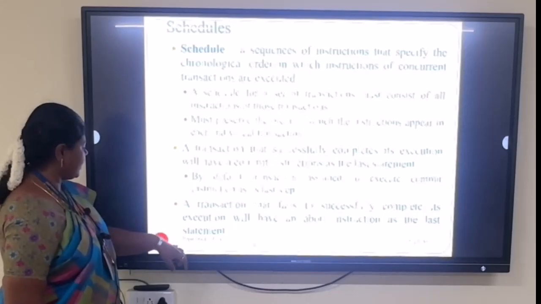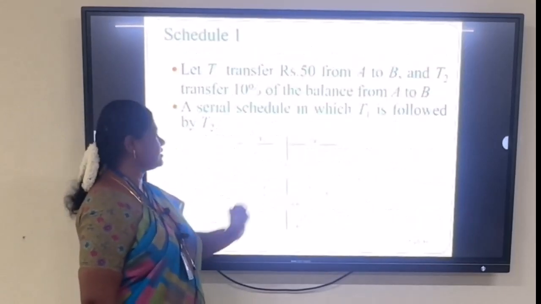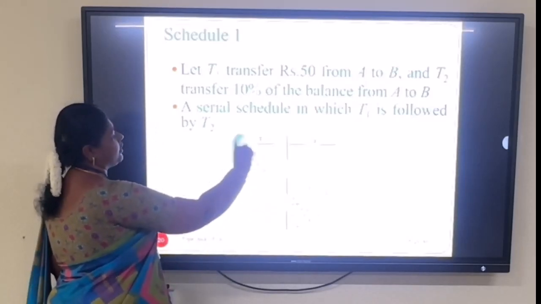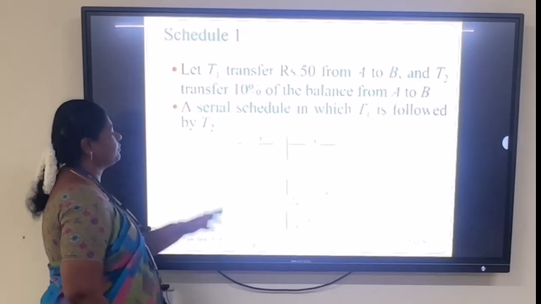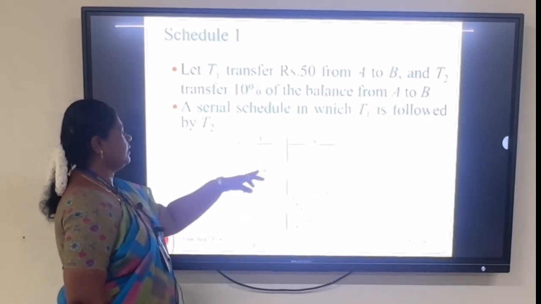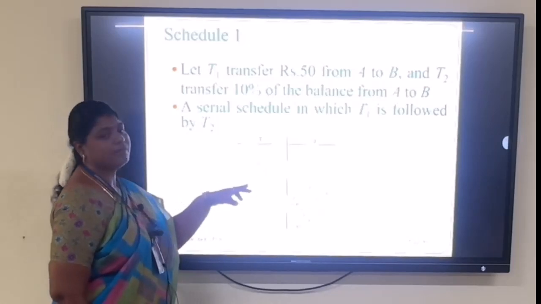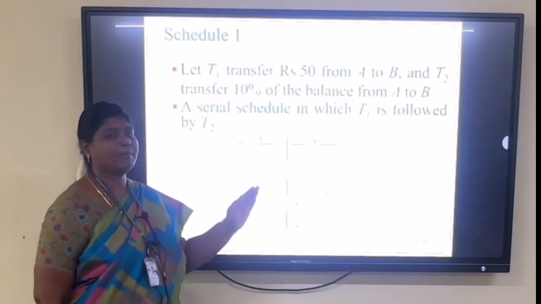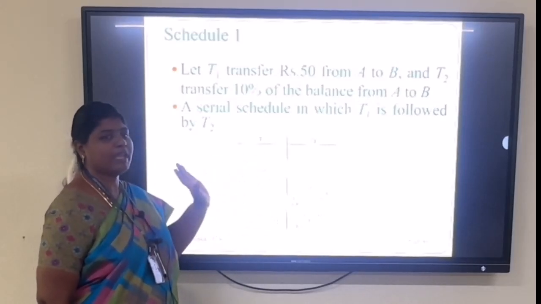So we can see an example. Here we can see transaction 1 and transaction 2. In the first transaction, account A has been reduced by 50 and it has been written, and the second account has been read and added with 50 and the value has to be written back, and at last commit will be given. Commit means the program is going to end; after commit no more operations will take place in this transaction.